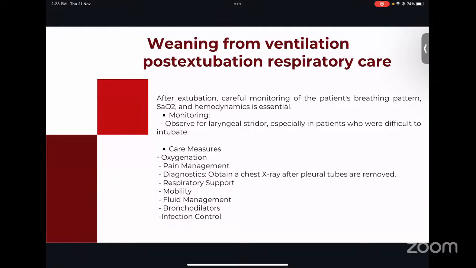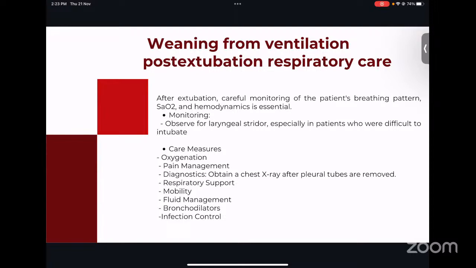Post-extubation respiratory care for the patient. After extubation, carefully monitor the patient. The breathing pattern is essential, and oxygen saturation and hemodynamics are essential. The key consideration during monitoring is to observe for laryngeal stridor, especially if the patient had difficulty during intubation, which may require epinephrine, steroids, and possibly re-intubation of the patient.